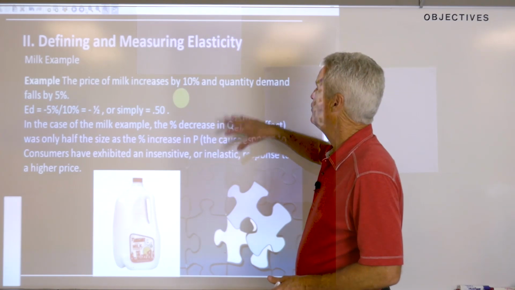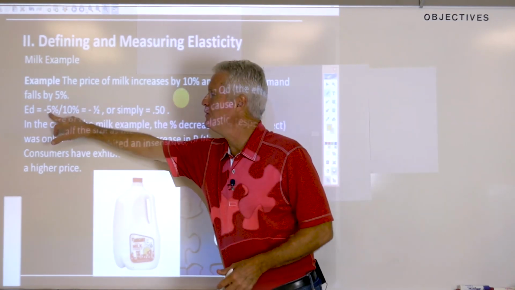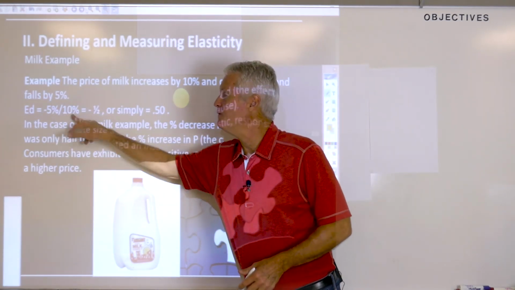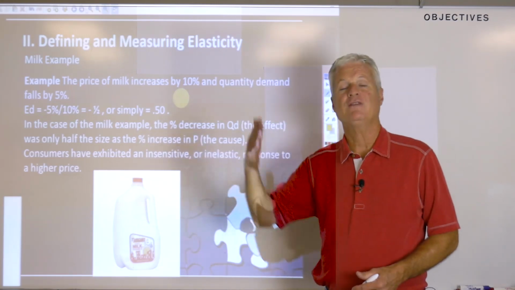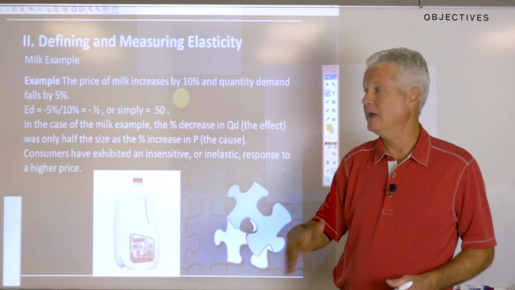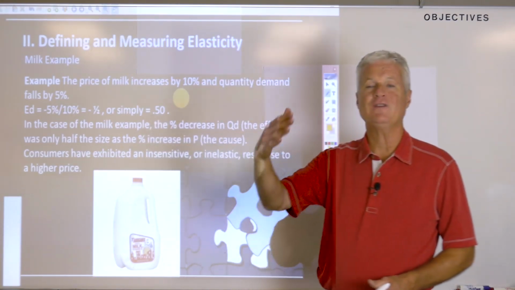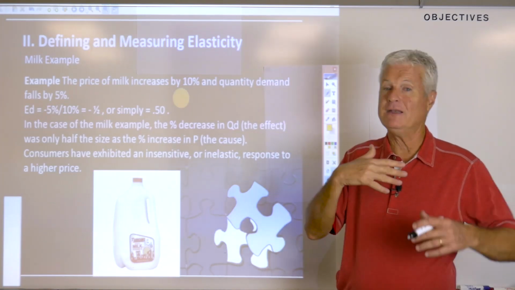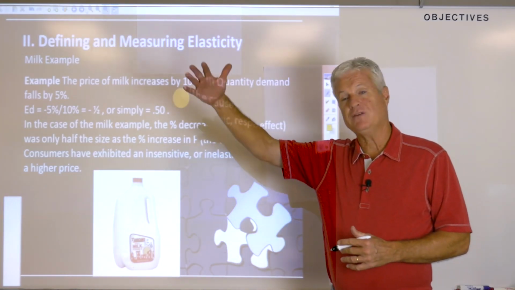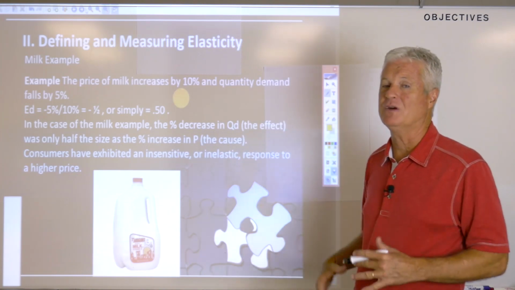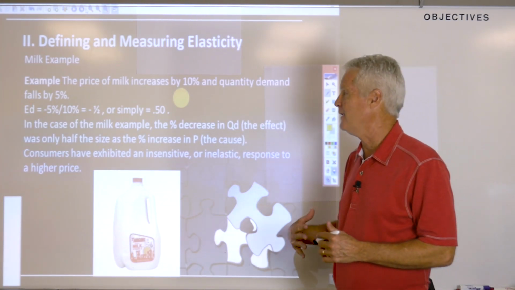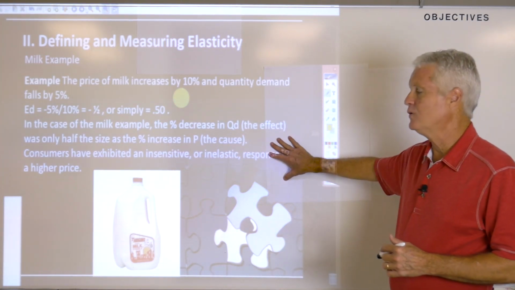So once again, quantity on top, so the 5% divided by 10%, 5 divided by 10, 1/2, that's less than 1. Okay, that ratio is less than 1, therefore it's inelastic, indicating, hey, when you raise the price, I'm mostly still going to buy it. I might buy a little less, but not a lot less. Okay, so that's referred to as inelastic.